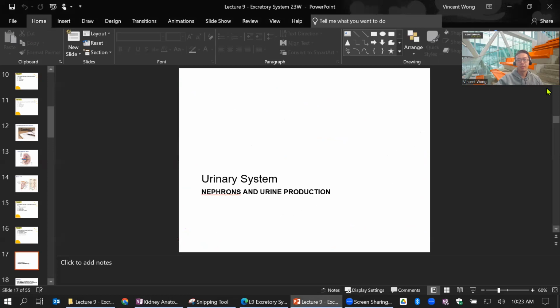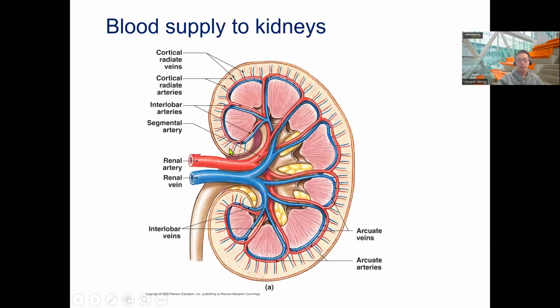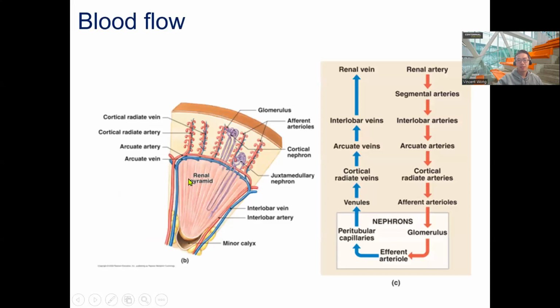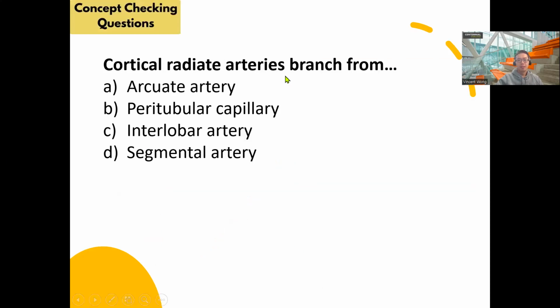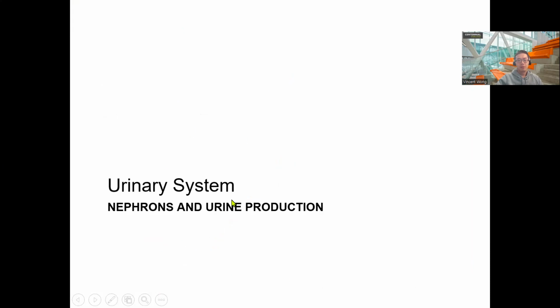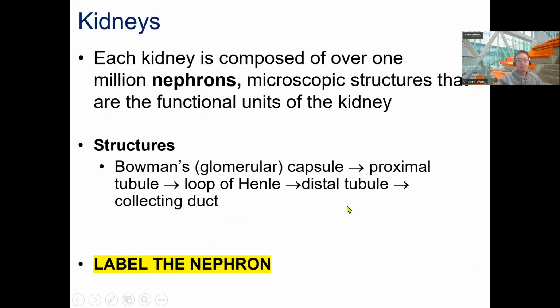Back to the PowerPoint. Now if you look at the diagram like this, it makes sense, right? What goes where, and the relationship. The purple thing is the nephron, and you can see the loop goes down, and so on. Nephron and urine production.